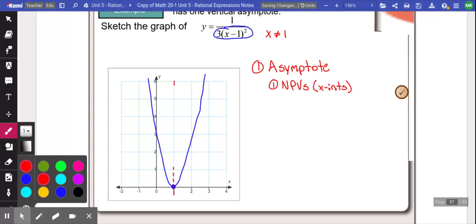So you can either look at it visually to find your vertical asymptote, or you can look for the NPVs if you're given the equation. The second asymptote you have to draw is your x-axis.